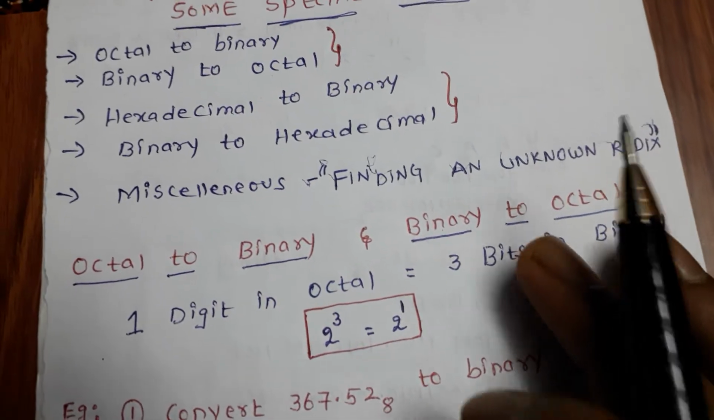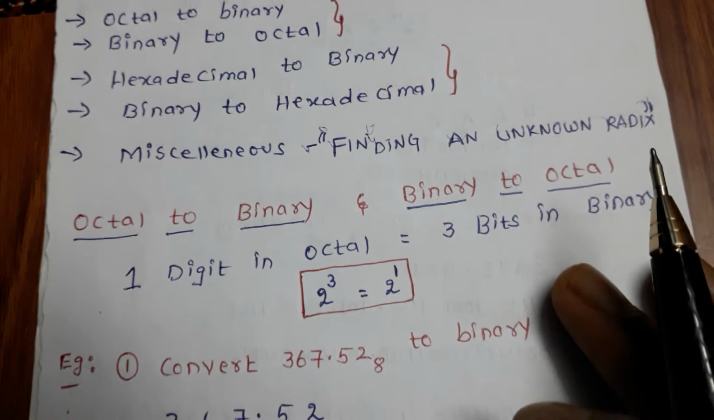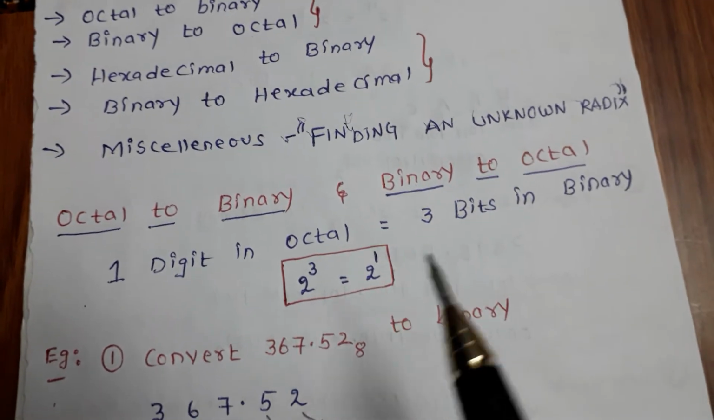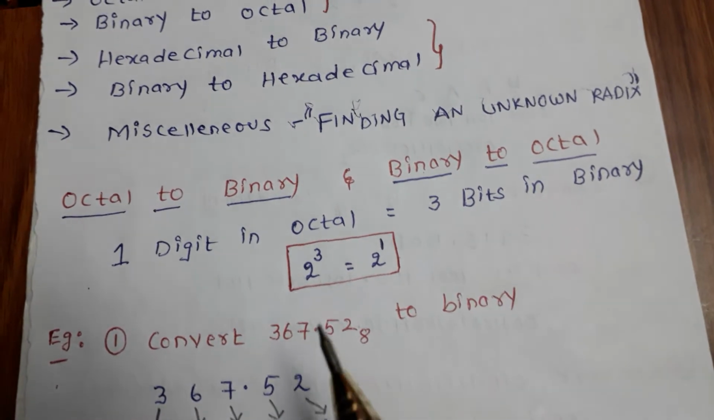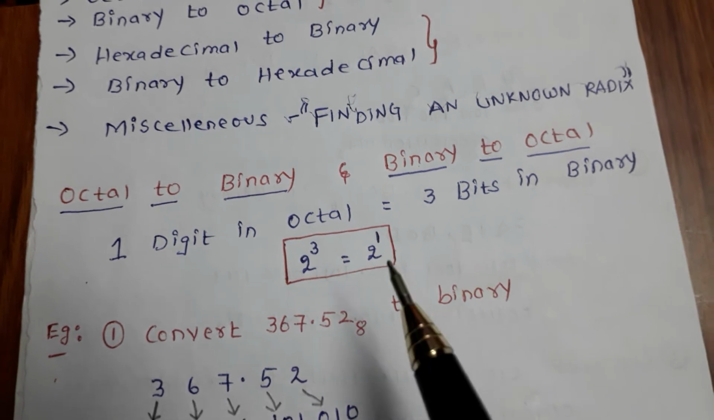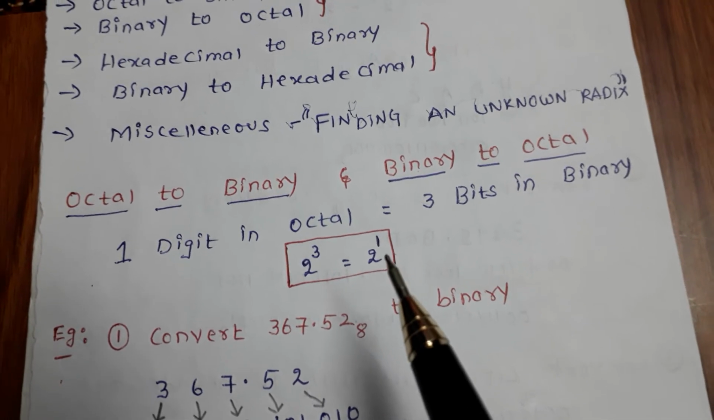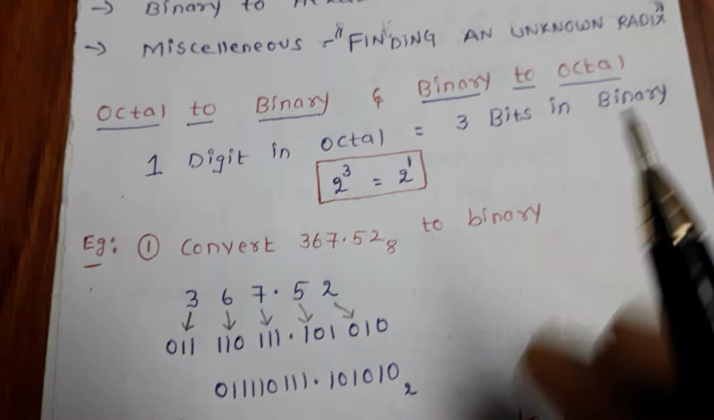Today we are going to see some special cases: octal to binary, binary to octal, hexadecimal to binary, binary to hexadecimal, and some miscellaneous, that means finding an unknown radix. First of all, if you observe octal to binary and binary to octal, one digit in octal is equal to 3 bits in binary, since octal can be written as 2 power 3 and binary, since it is a radix 2, therefore 2 power 1. Let us see an example.